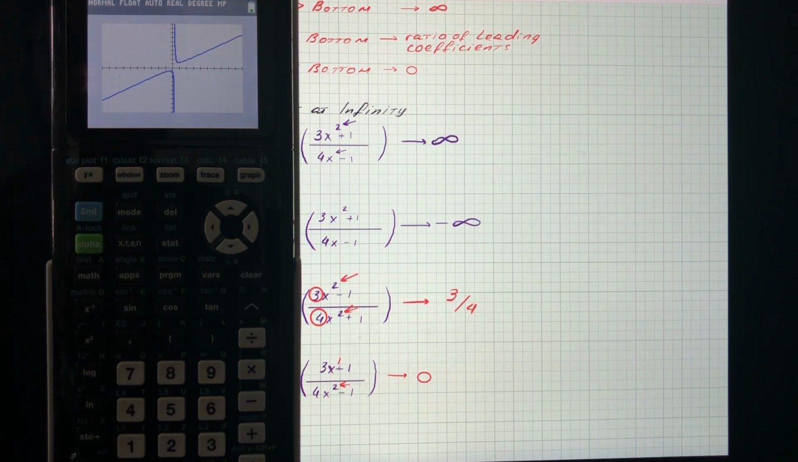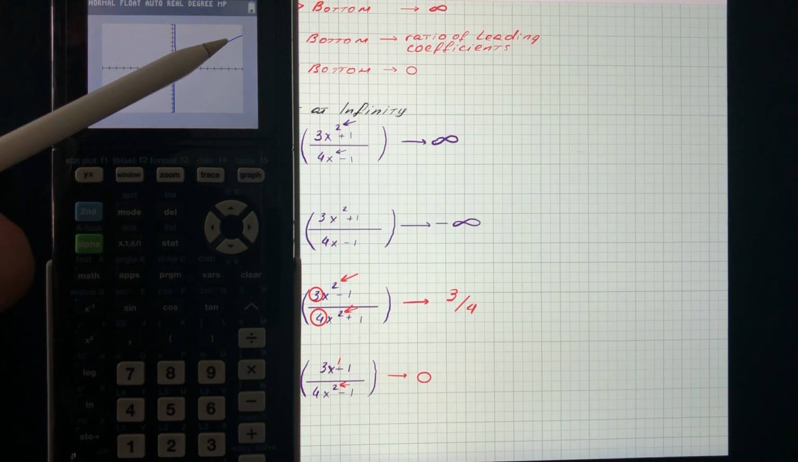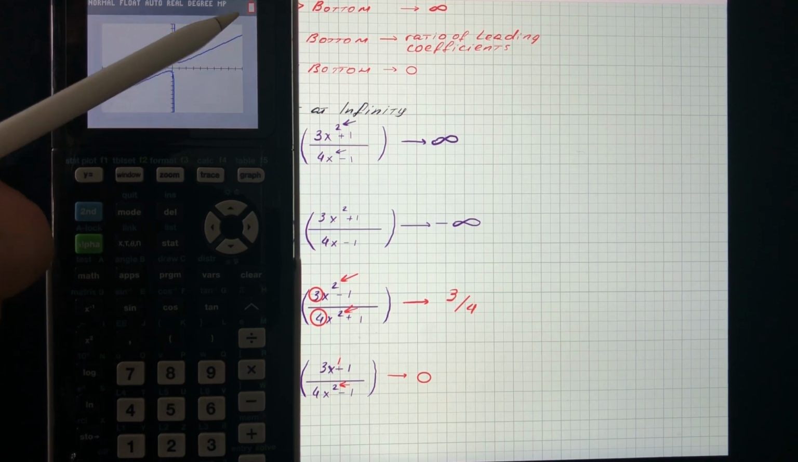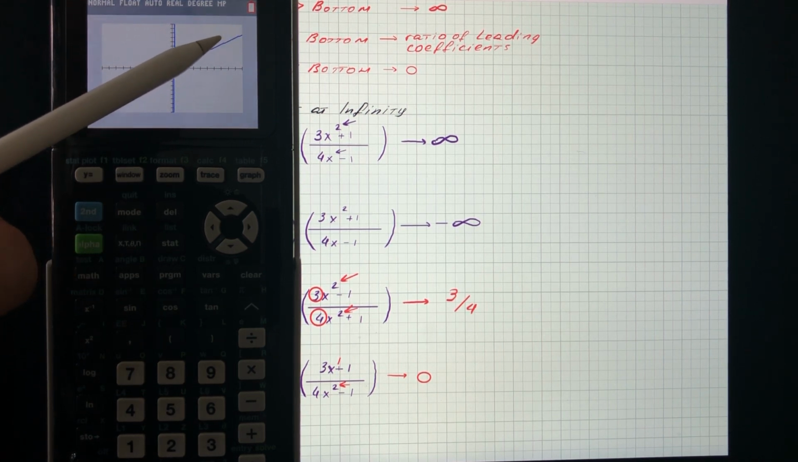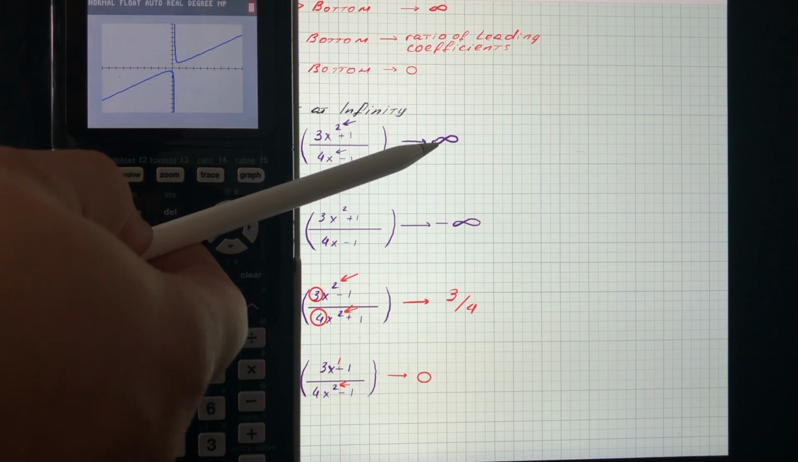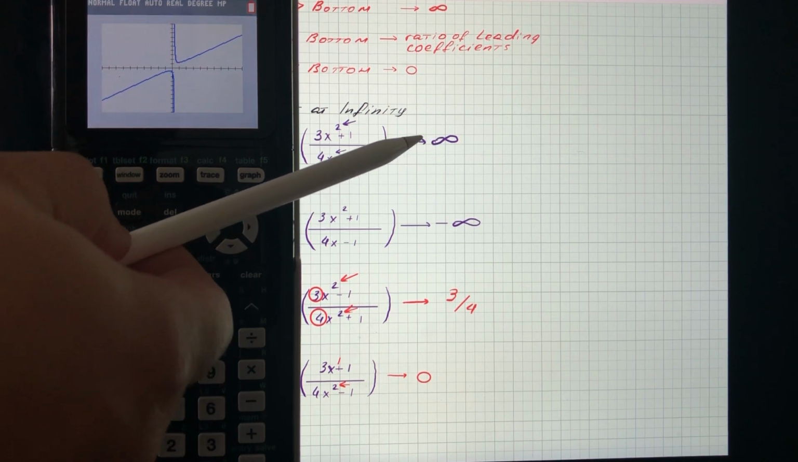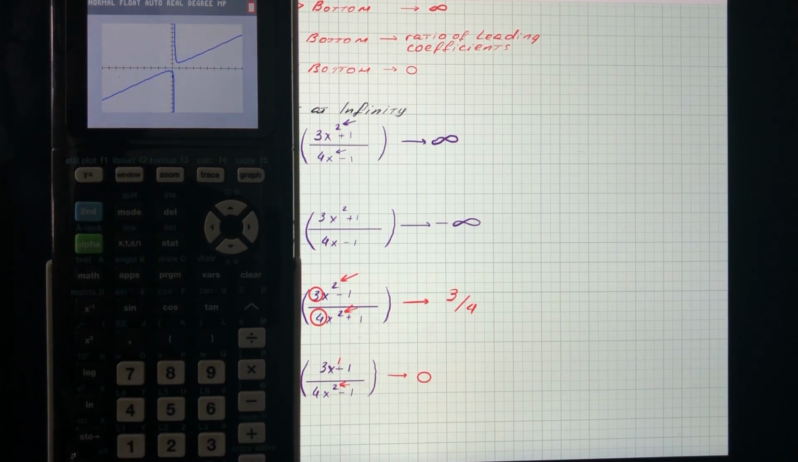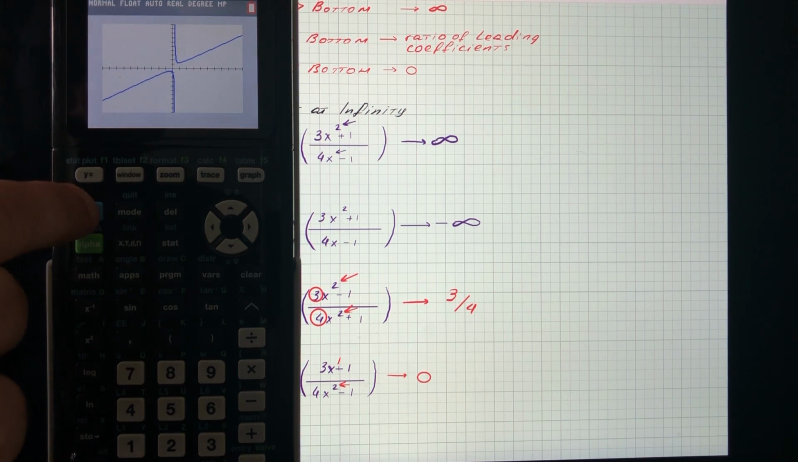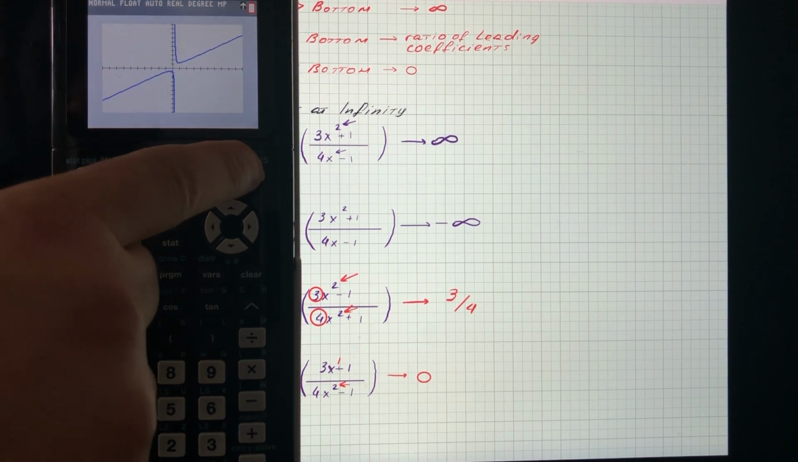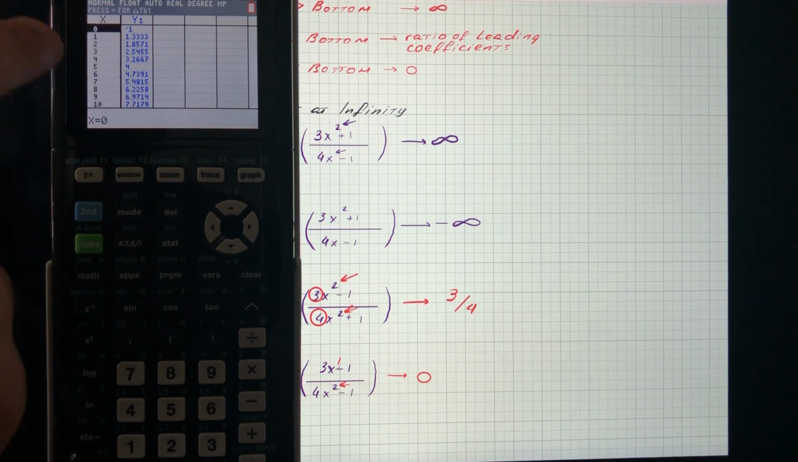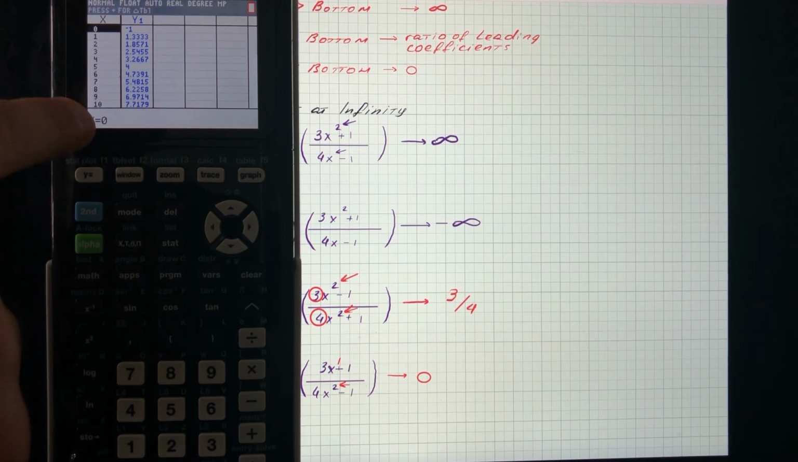So we are asking, as x gets larger and larger, as x goes to infinity, what's happening to the y value? Well, it's getting bigger and bigger, and so it will go to infinity, just like our calculator says and just like our work by hand says. If we do this with a table, we can go to the table and plug in the values for the x and see what happens.